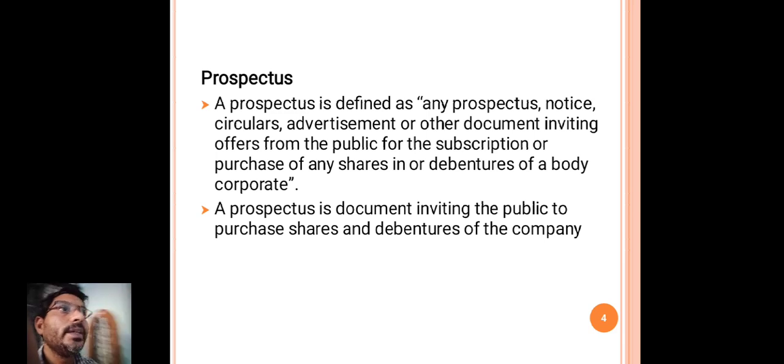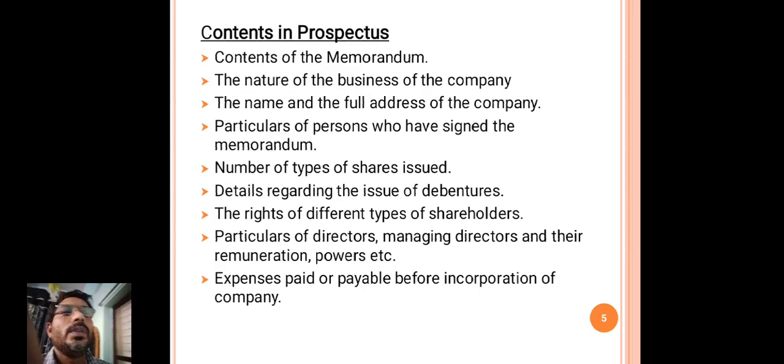The public knows about the company only when the company issues a prospectus. The general people know about the company. In simple terms we can say a prospectus is an invitation and offering to the people to purchase shares and debentures.